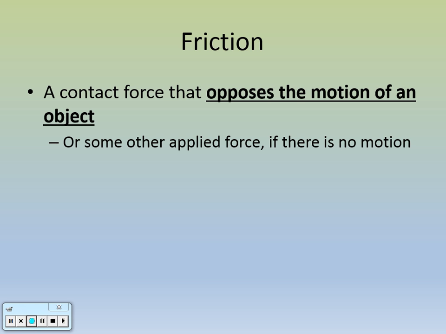Friction is a contact force. There has to be contact in order for there to be friction. Can we get rid of friction here on Earth? No. Because as something moves, what does it always run into? Something. What is that something else? Air resistance.